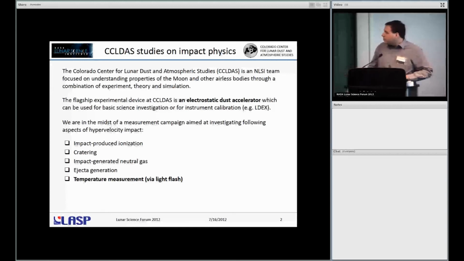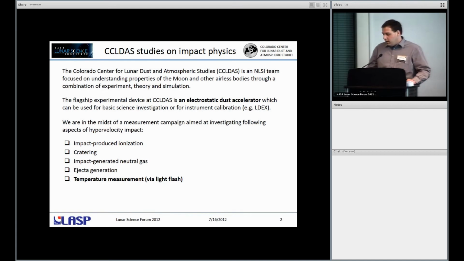Just to give you some background, I work at CCLS, the Colorado Center for Lunar Dust and Atmospheric Studies, an NLSI node focused on understanding properties of the moon. We have a flagship device that Tobin Munstad described this morning, the Dust Accelerator facility. It's used for basic science investigation, which this qualifies as, and for instrument calibration, and it is available for use by the community. We're in the middle of a campaign of measurements trying to understand the various properties of the impact process.